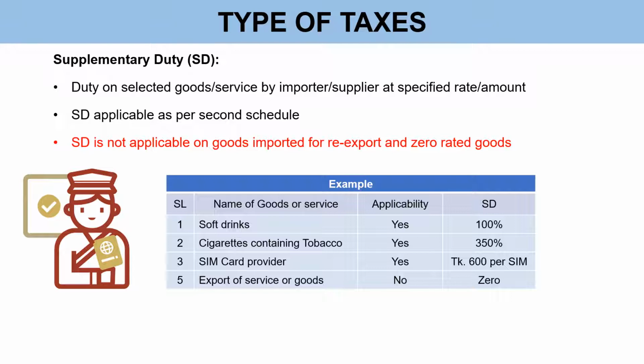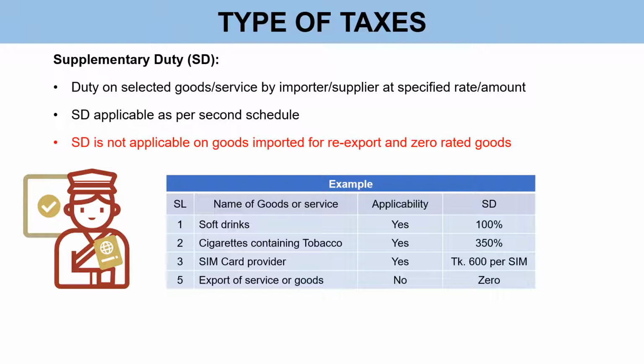And finally, we have supplementary duty. Supplementary duty by principle is imposed on luxury goods or services or imported goods or services. This duty is imposed to maintain economic balance. So SD is paid on selected goods or services by the importer or supplier.